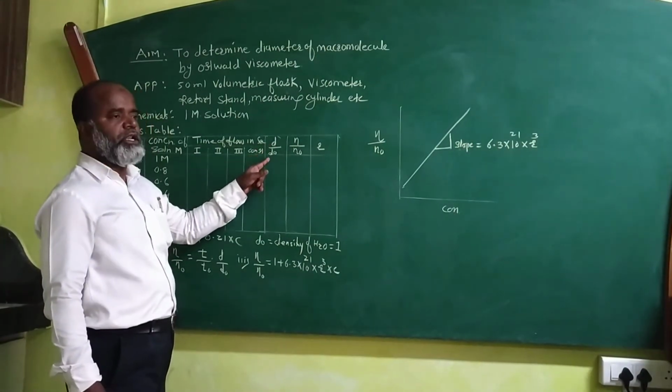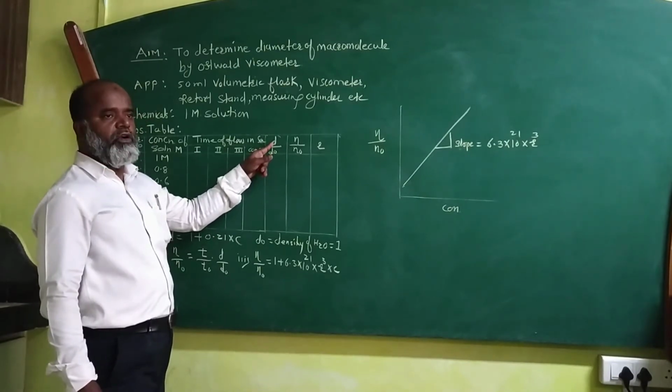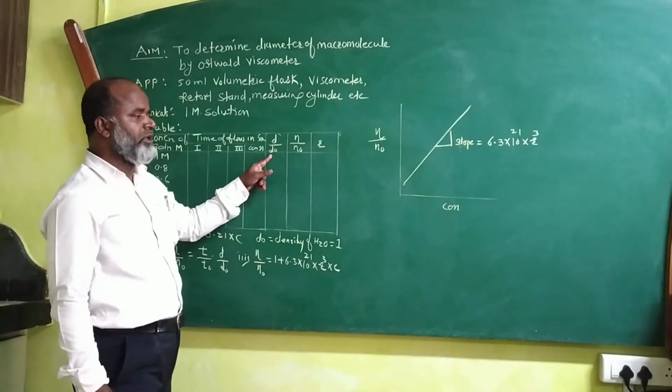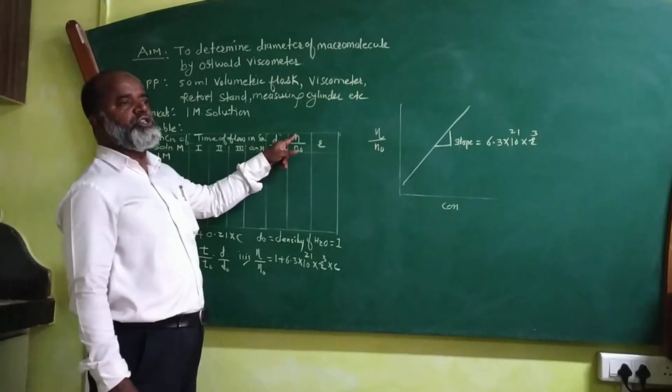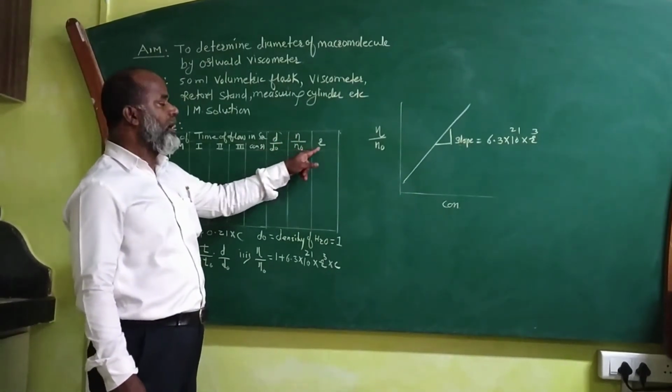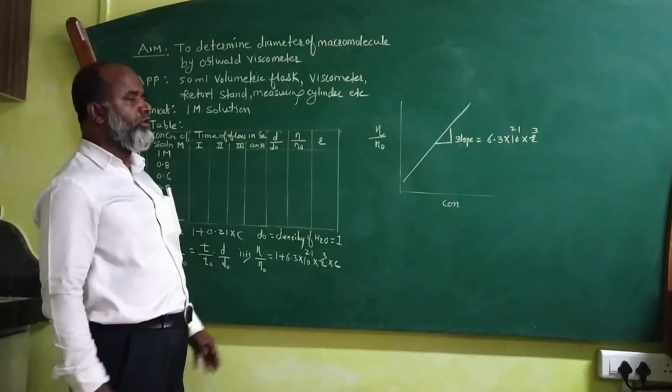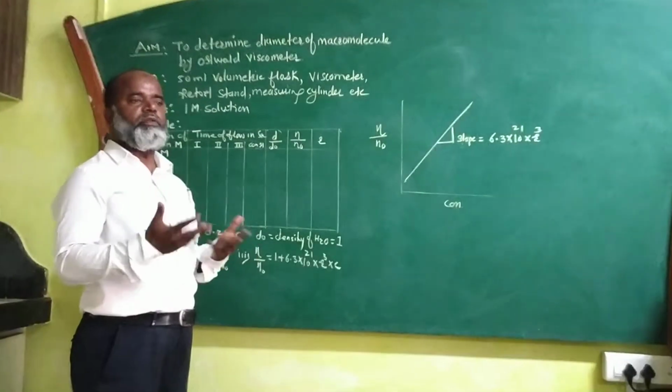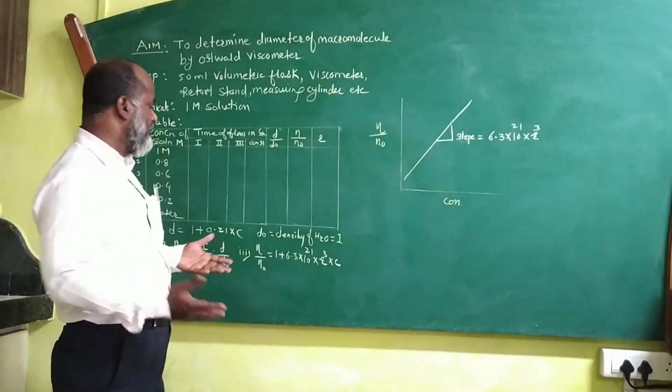Then you will find out d by d0. D is the density of the solution, and D0 is the density of water. Then eta upon eta 0, the viscosity of the solution upon the viscosity of water, and finally R, the radius of the macromolecule. And once you get the radius, double the radius will give you the diameter.